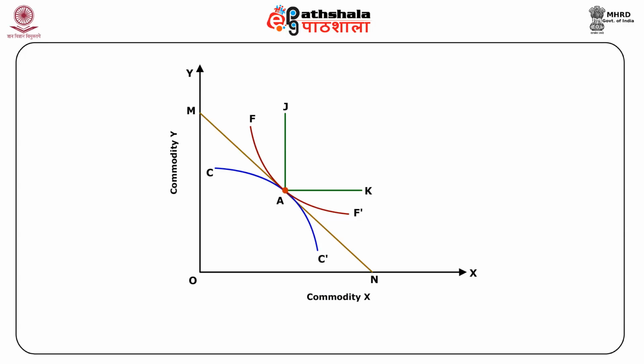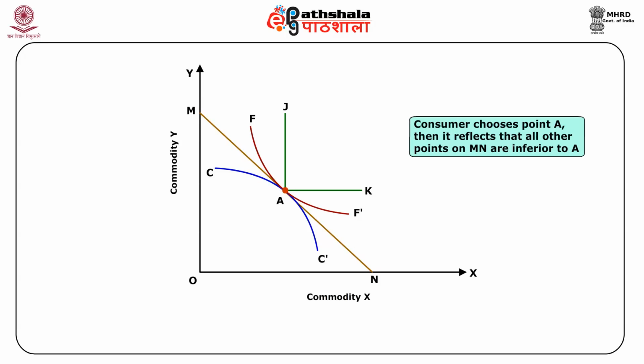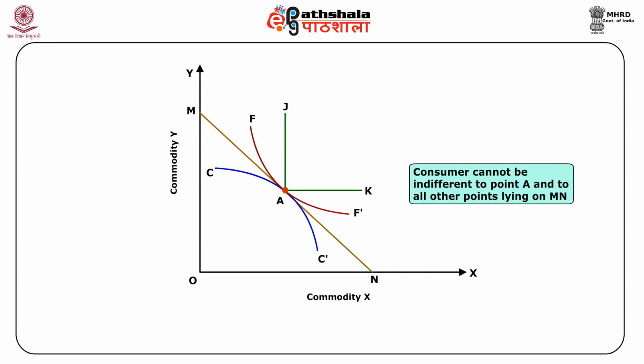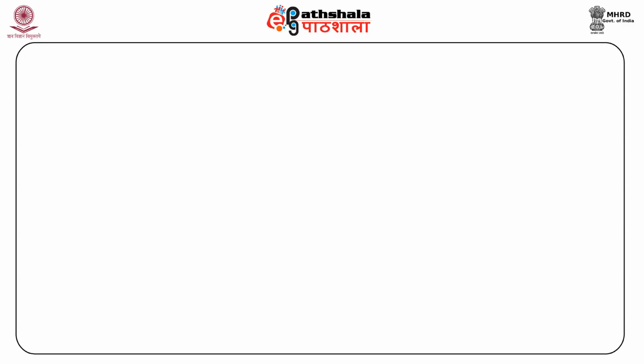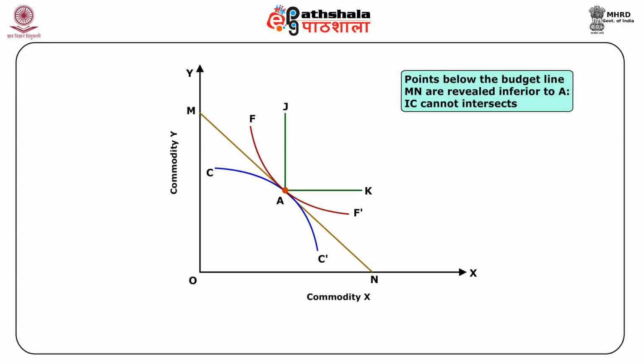He has given the following points in support of this argument. The indifference curve cannot be a straight line like MN, because when the consumer chooses point A, it reflects that all other points on MN are inferior to A, and hence the consumer cannot be indifferent between point A and all other points lying on MN. All the points below the budget line MN are revealed inferior to A. Therefore, the indifference curve cannot intersect the budget line.